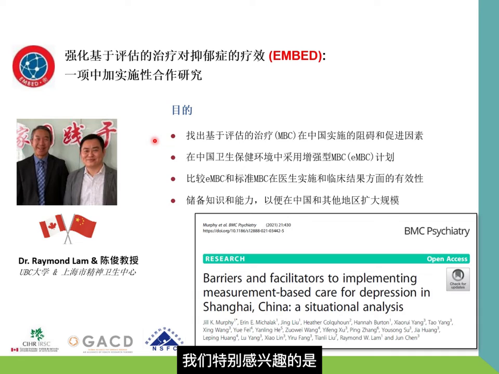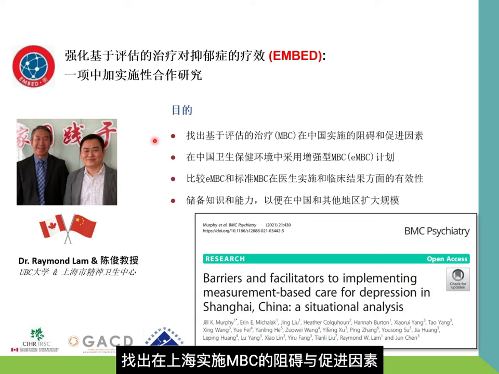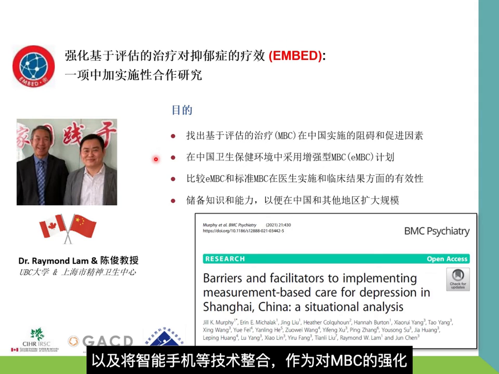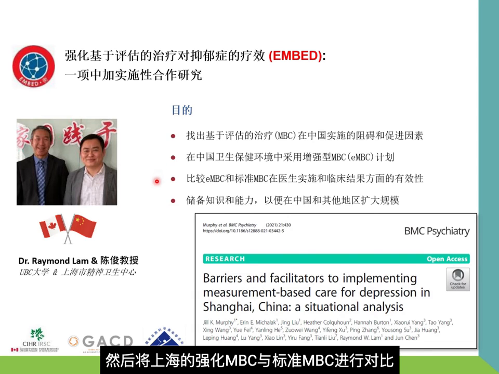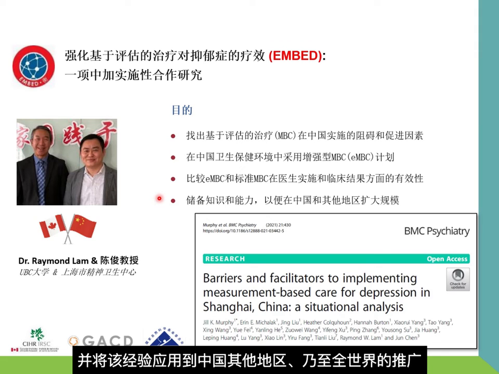We were particularly interested in identifying barriers and facilitators to implementing measurement-based care in Shanghai, as well as incorporating smartphones as technology enhancements to measurement-based care, and then to compare this enhanced measurement-based care to standard measurement-based care in Shanghai, and to use the lessons learned to scale up measurement-based care to other areas in China and internationally.